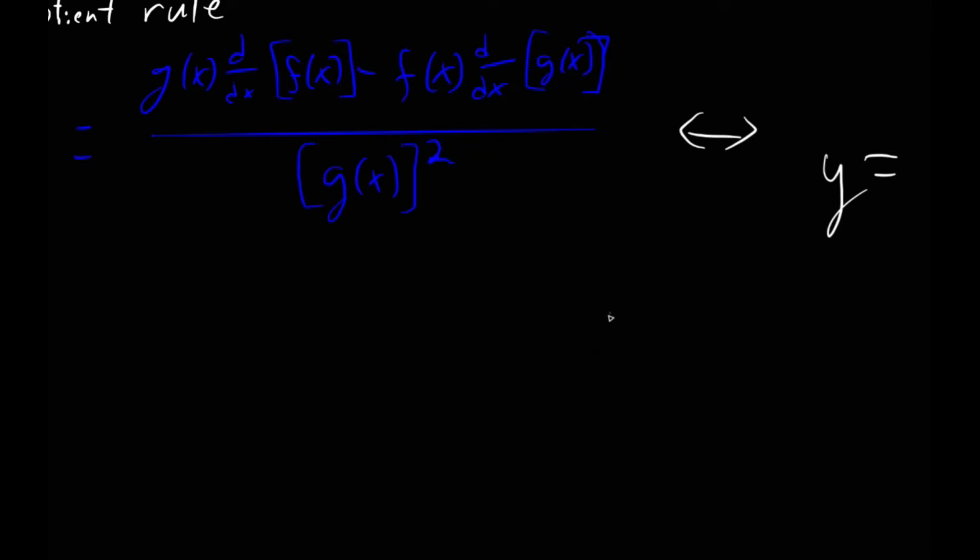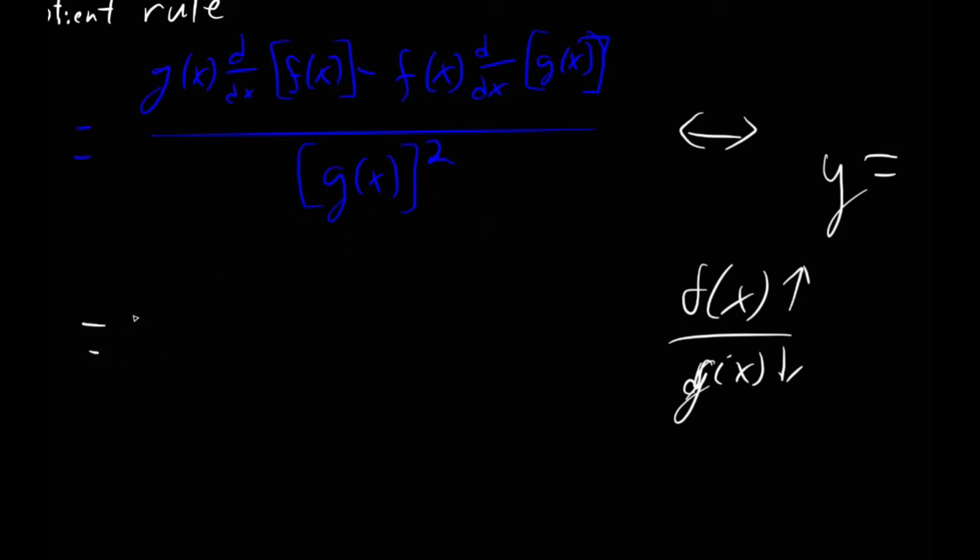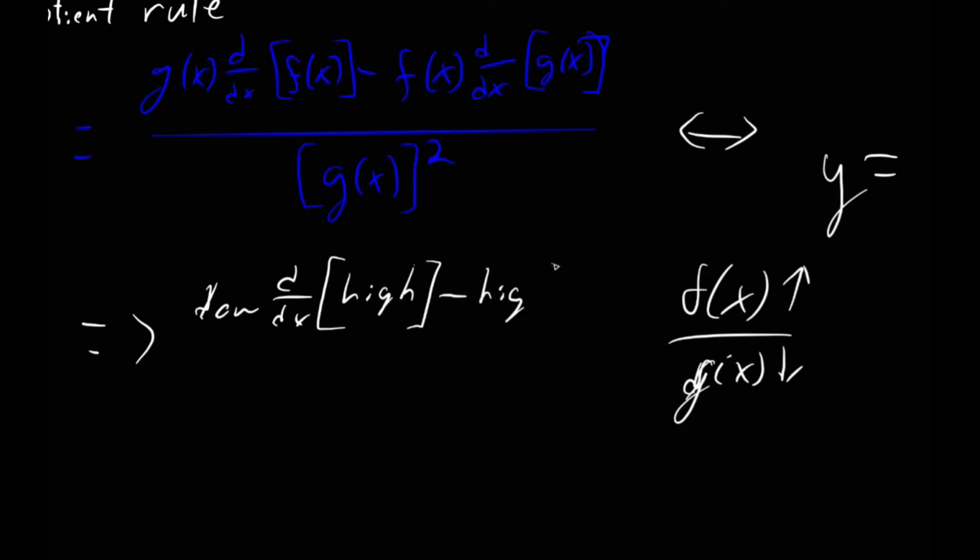And if we were to think of that in terms of just a high value and a low value, the numerator being high and the denominator being the low, we can put this in here as low d high minus high d low, where d is just d dx, over low squared. So you just do low d high, high d low. You know, low d high, high d low.